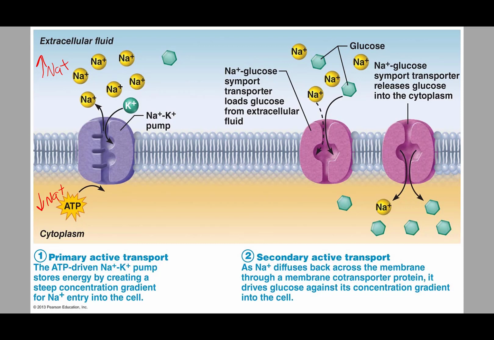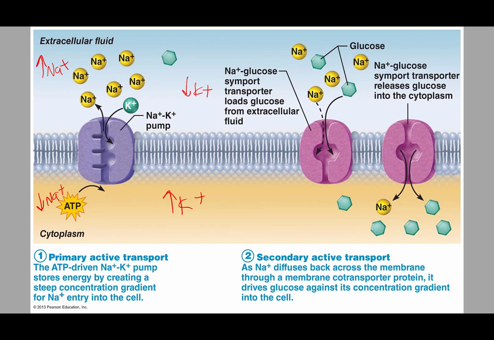Also, the concentration of potassium is high inside our cells, but low outside our cells. Every cell in our body has high sodium outside, low sodium inside, high potassium inside, low potassium outside. Sodium needs to remain in a high concentration outside of our cells.